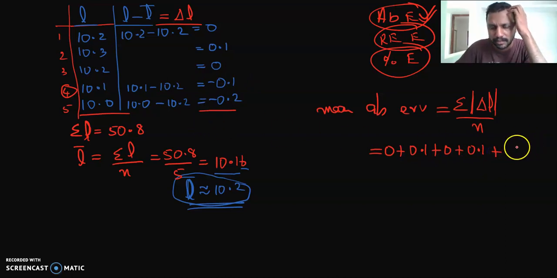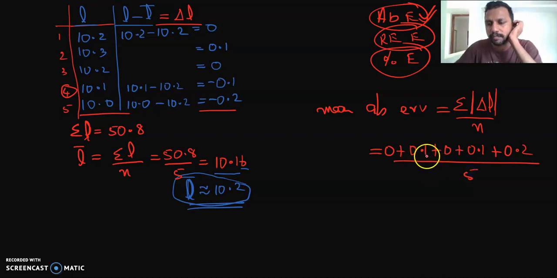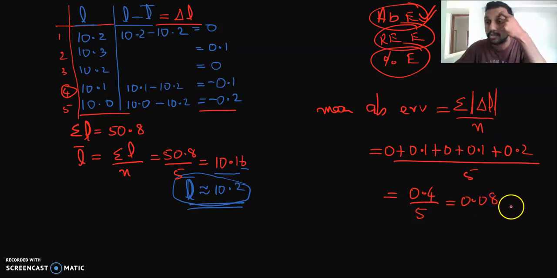Plus, next is, should I add minus 0.2 or 0.2? 0.2. Therefore, divided by n, the number of values, is 5. Over here you could see 0.1, 0.1, 0.2, that is 0.4 divided by 5. And that will be obtained as 0.08, and 0.08 can be approximated. Since 8 is greater than 5, we have to write 0.1.